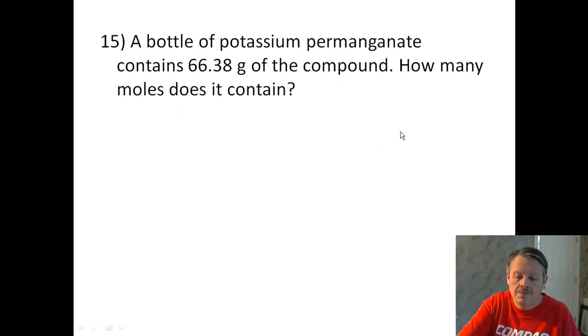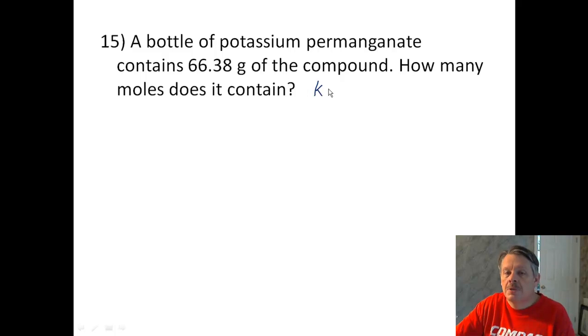All right, that's the second page. Let's go on to the last page. A bottle of potassium permanganate. We're talking about grams here, so we're going to have to figure out how many grams potassium permanganate is. Potassium is K, permanganate is MnO4. That is a +1 -1, so all I have to do is add them all up.